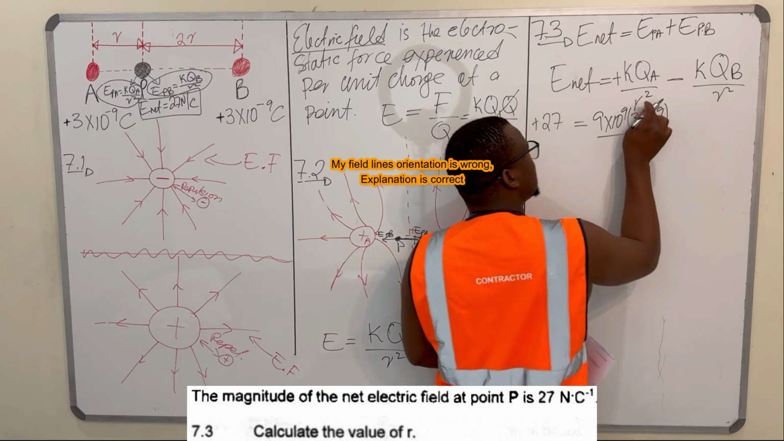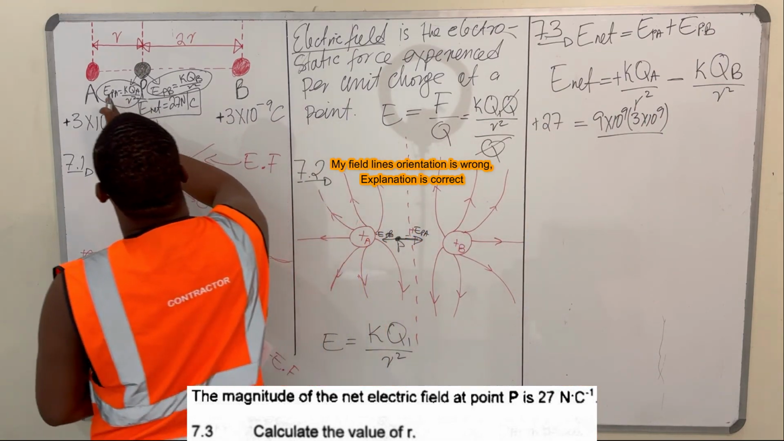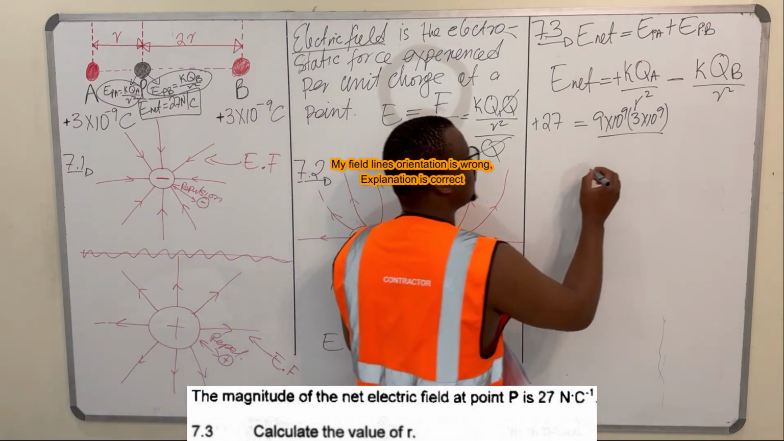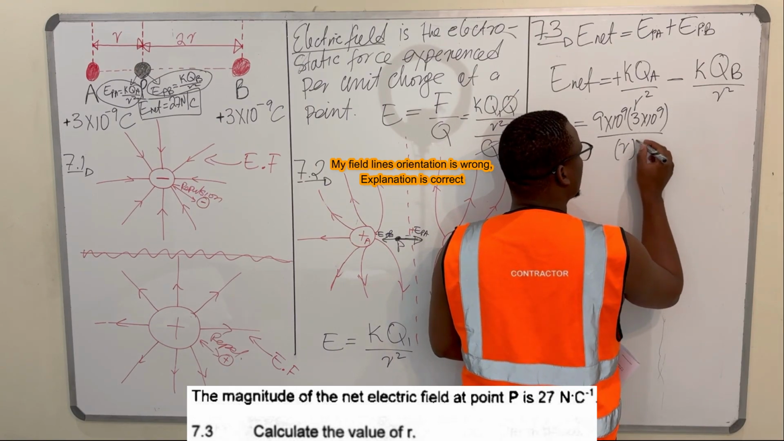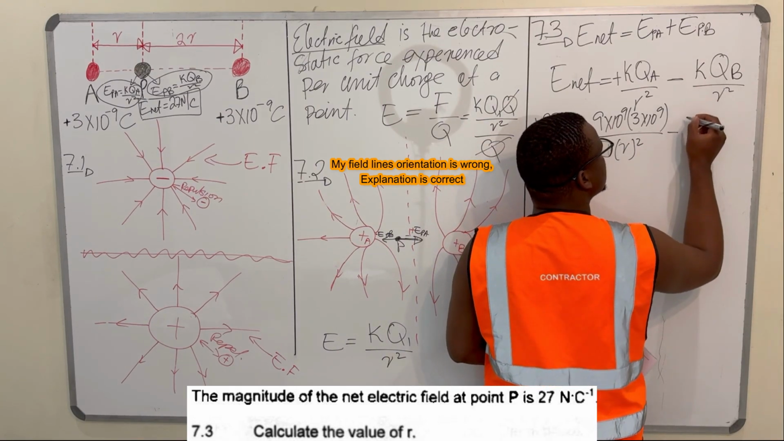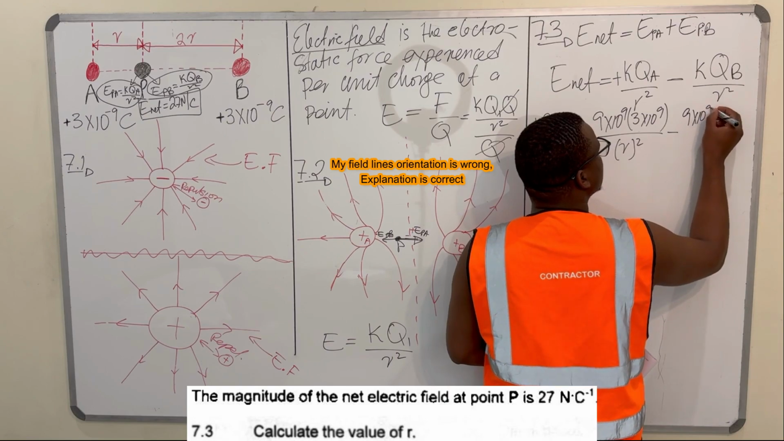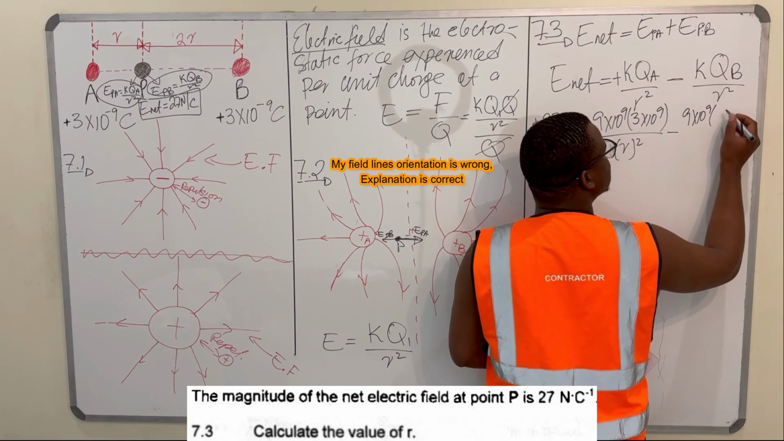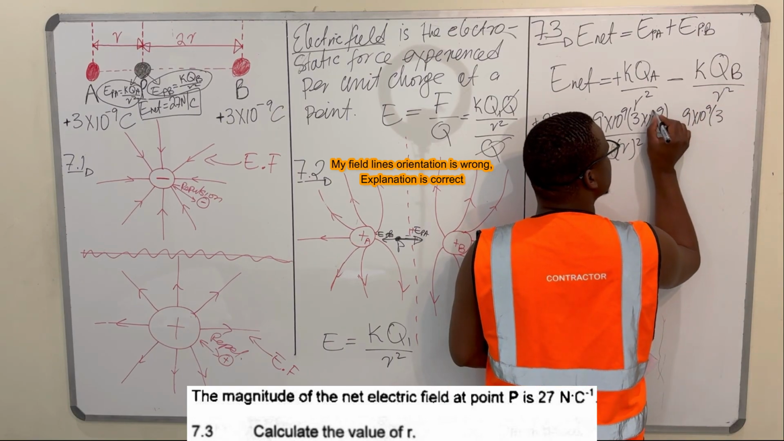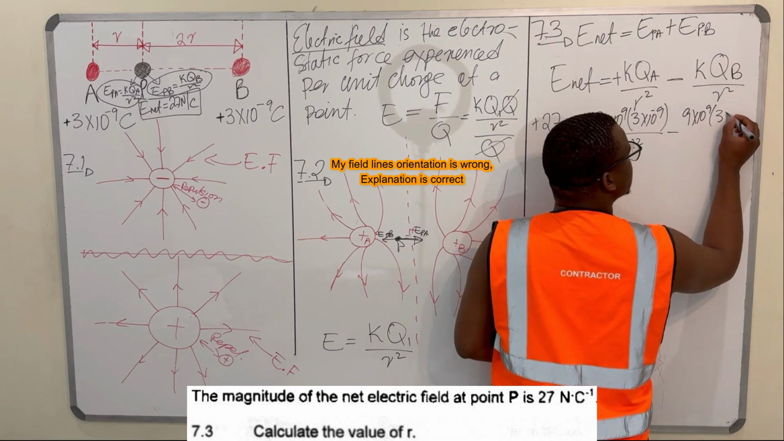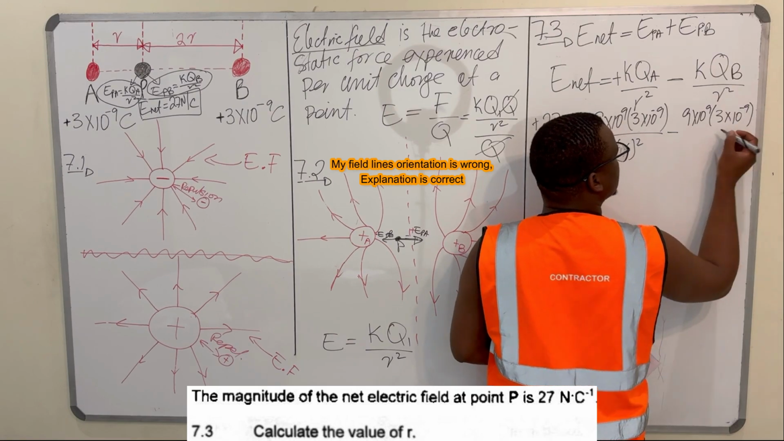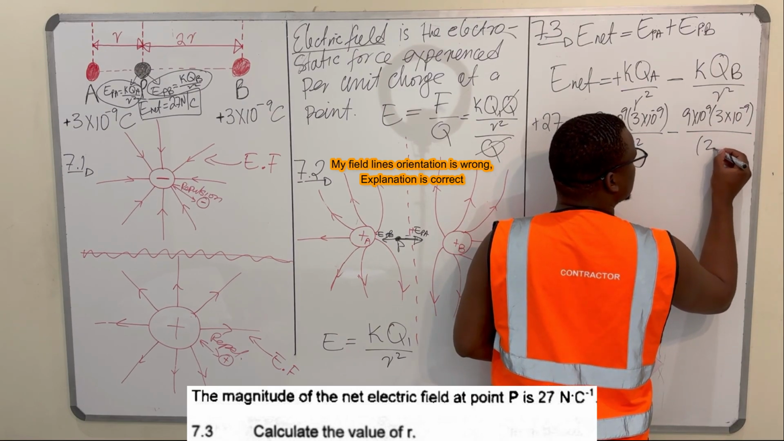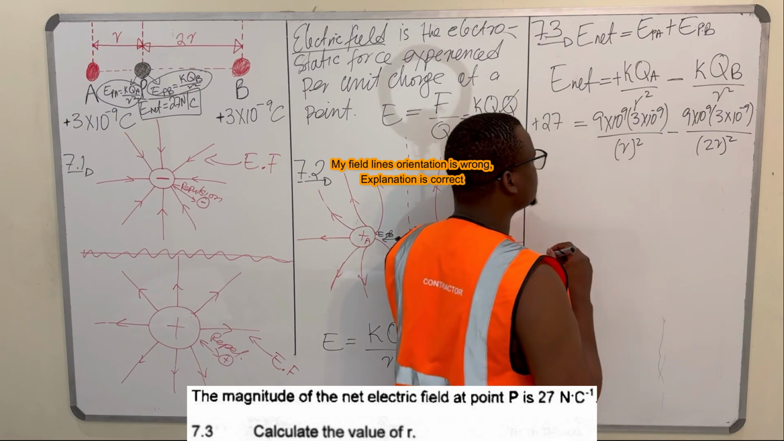All over, the distance between A and P is r, so all over r all squared, minus k, which is 9 times 10 to the 9, times the charge. What is the charge? The charge is 3 times 10 to the power minus 9, all over 2r all squared.